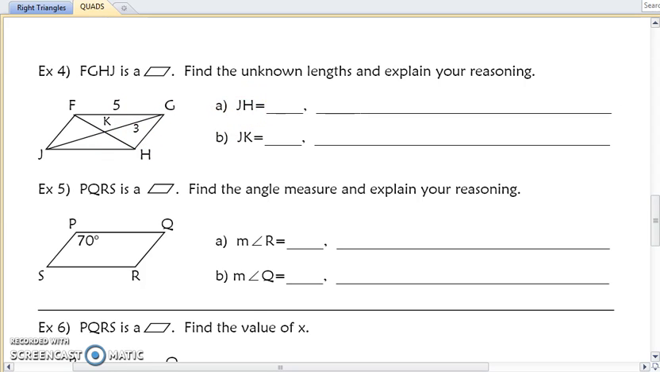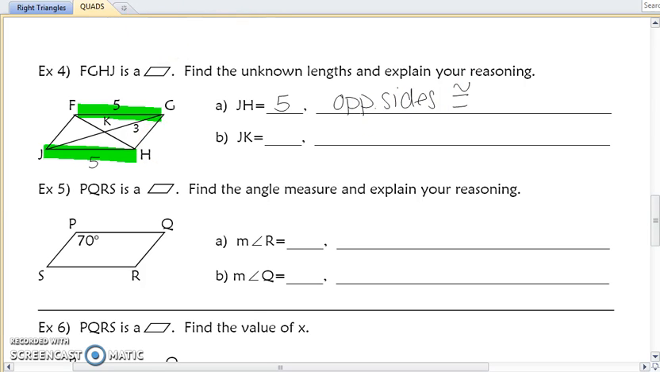In order to find JH, that's one of the sides of the parallelogram, I'm going to go specifically and directly across from that side to see if we have the measure. We do. FG has the same measure as JH of 5. So JH is 5. And my reasoning is just that opposite sides are congruent. I just use the shorthand version for opposite, saying up.